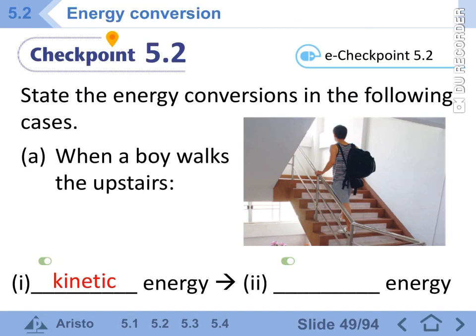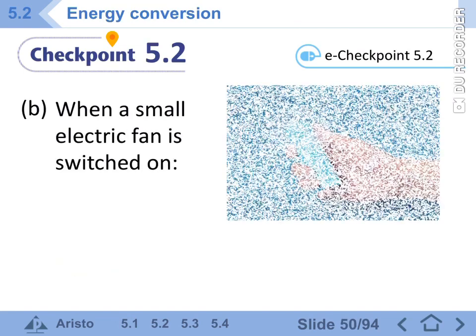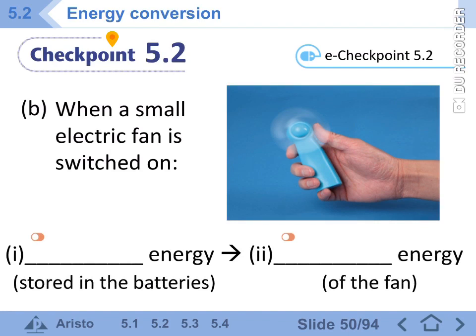That's how you make sure you understand which energy is converted into what energy. And in B, the electric fan is switched on. From the battery itself, you should know by now that it is chemical energy. It's being converted into the fan moving, so obviously it is kinetic energy. Okay? So that comes to the end of the first part of 5.2. Please make sure you copy down the steps, procedures and drawings in this video. Okay?